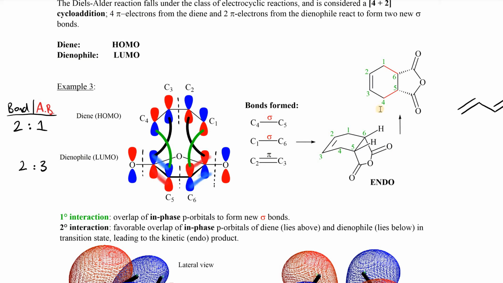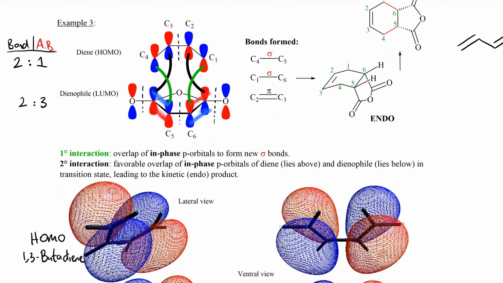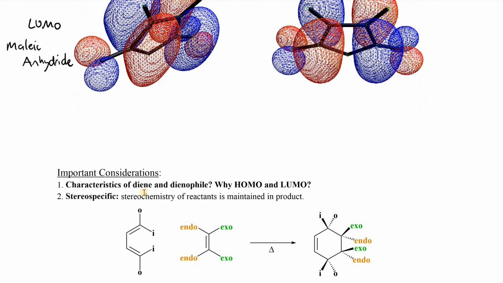So now that we've talked about molecular orbital theory, where these sigma bonds are coming from, why the electron withdrawing group is leading, let's get into the more technical considerations of the Diels-Alder. We've mentioned the HOMO with respect to the diene and the LUMO with respect to the dienophile. But why? Well, we explained that the overlap is favorable in terms of sigma bond formation and secondary overlap to form what's called the endo product.